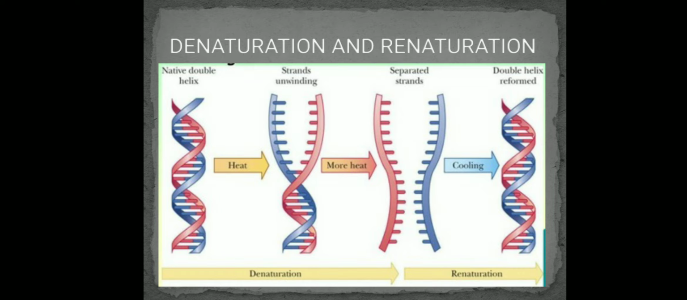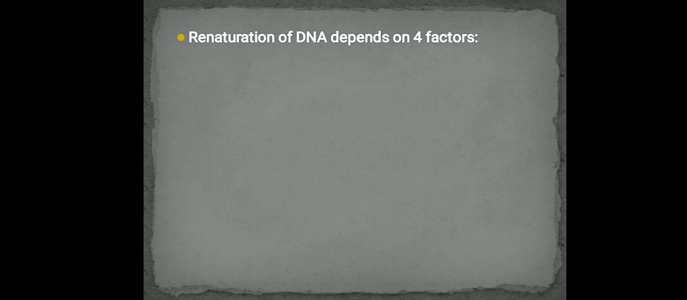Now this COT curve analysis depends upon the renaturation of the DNA sample. So let us see how this renaturation plays a very important role, and why we have to analyze COT curves. Renaturation of the DNA depends upon four factors. What are these factors? The first factor is the concentration of the DNA. What is concentration of the DNA? The amount of DNA that is present in the solution is called the concentration of the DNA. How many nucleotide bases are present? How much DNA is present? That is called concentration of DNA.